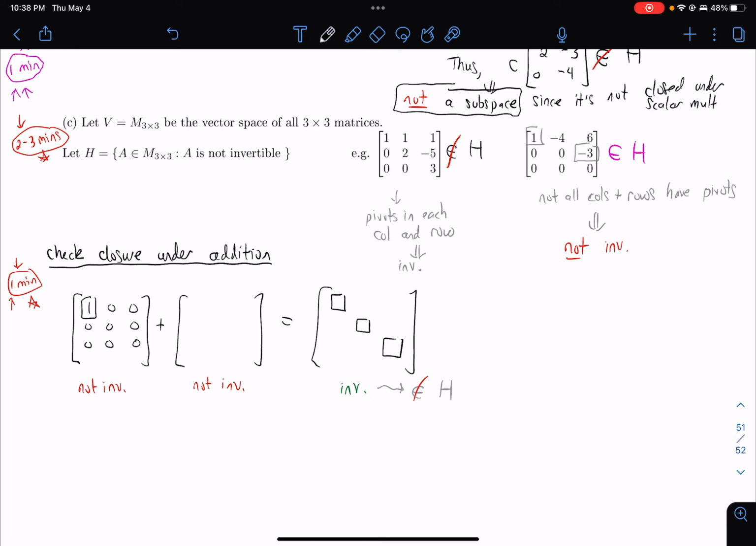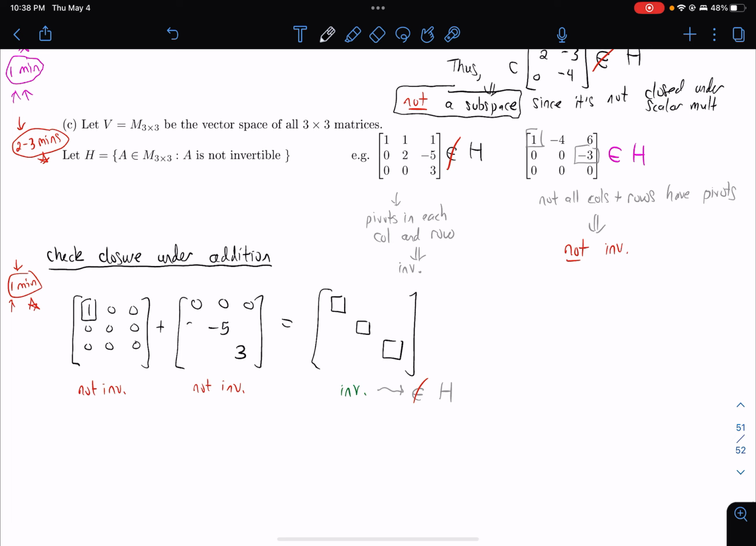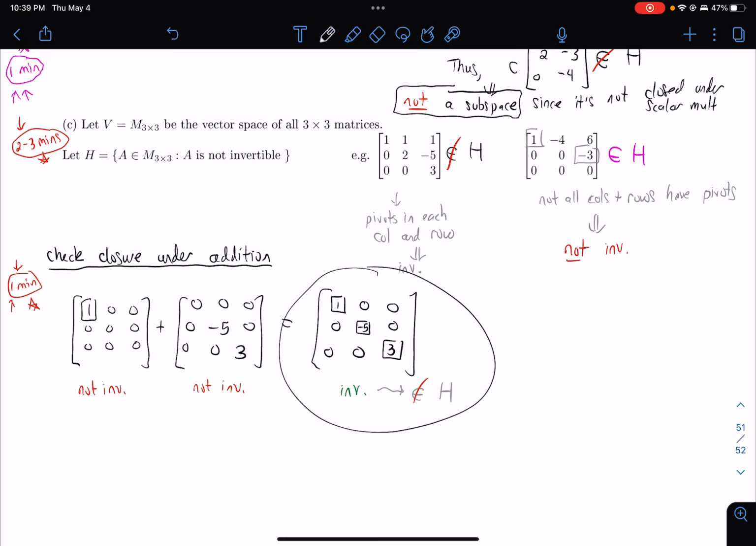So maybe I'll try to make this bottom right corner be something, like maybe I'll let this be 3. Maybe I'll let this be like -5 here. The numbers don't really matter as long as I pick non-zeros there. And maybe over here I pick zeros everywhere else. Okay, this second matrix still doesn't have pivots in every row and column, so it's not invertible. And when I add them together, I'll get 1, -5, 3 on the diagonal, zeros everywhere else. And now we got an example. The first two matrices are not invertible, but when I add them together, it is invertible, so it's not closed under addition.